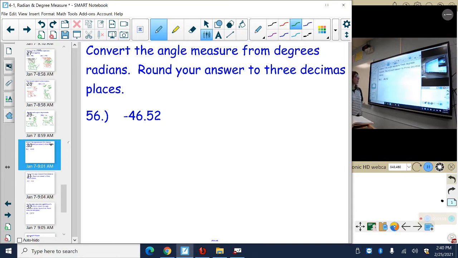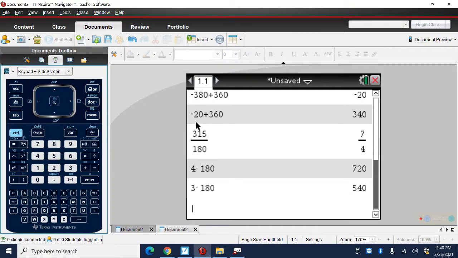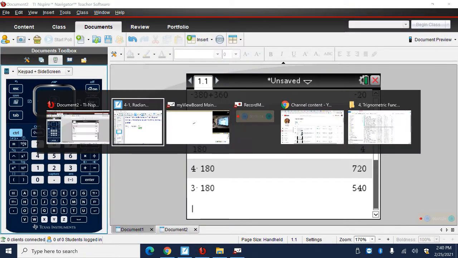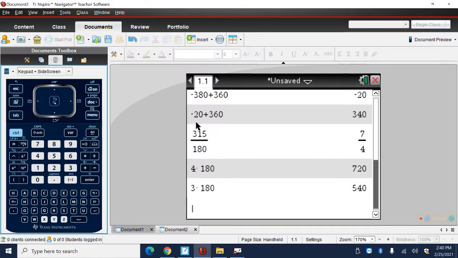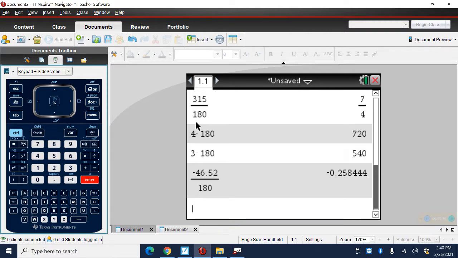Okay? Next, convert the angle measure from degrees to radians, round your answer to 3 decimal places. So this right here is whenever you're going from degrees, minutes, or decimal degrees to radian measurement. So you're going to still multiply this by pi over 180. Have your calculator up. That problem was negative 46.52 divided by 180.